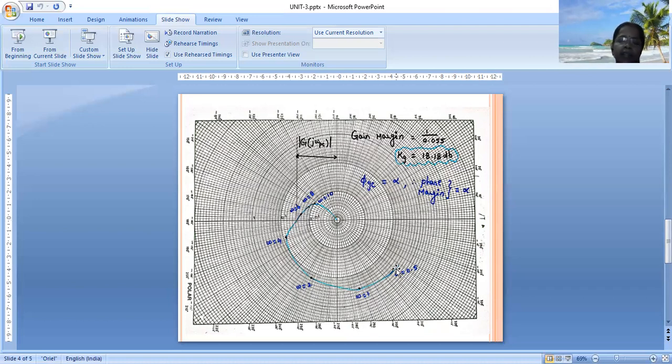The next one: this polar plot is not crossing the unity circle. So it is not crossing the unity. Therefore your phi_gc value, where phi_gc is the phase angle at gain crossover, is equal to infinity. So the phase margin is nothing but 180 degrees plus phi_gc. Here the phi_gc value is infinity, so we will get the phase margin equal to infinity.